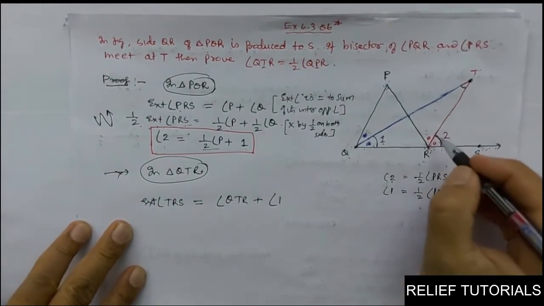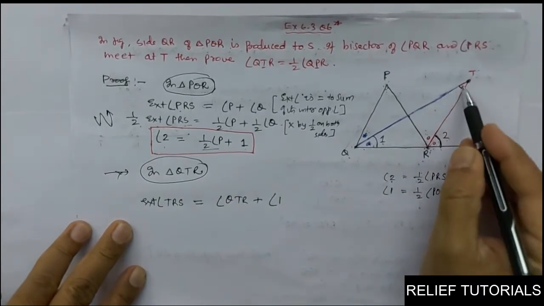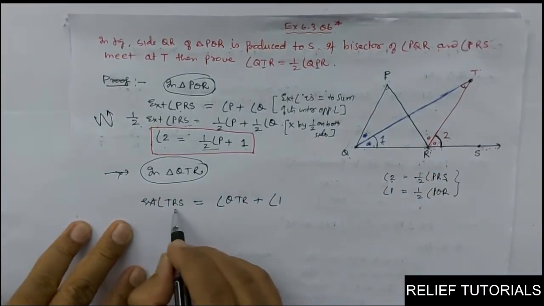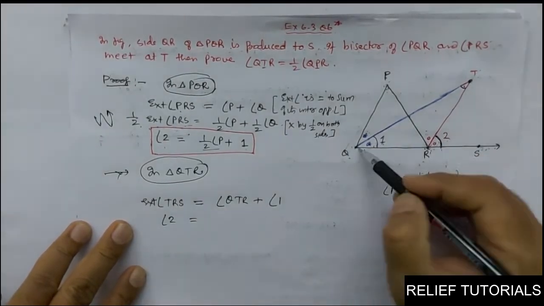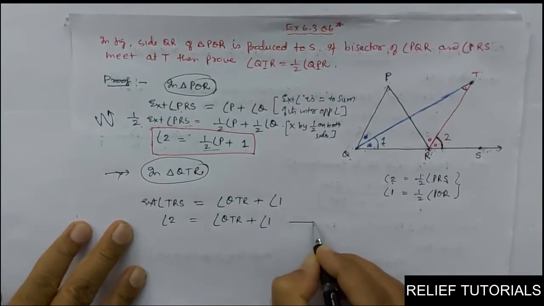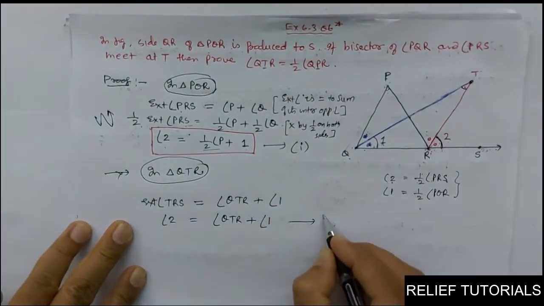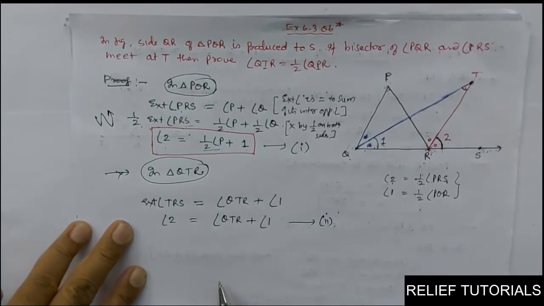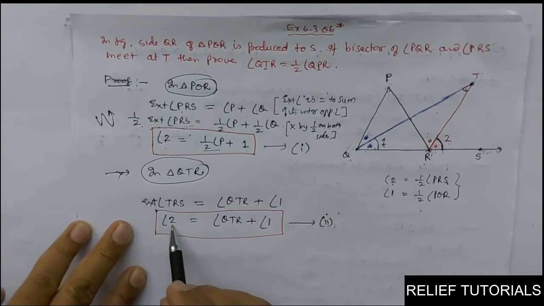Have you got it, friends? See, I have considered this triangle QTR. So this is the exterior angle. So angle 2 is equal to angle T plus angle 1. So exterior angle TRS, that is angle 2, is equal to angle QTR plus angle 1. That's all. This will be considered as 1 and this as 2. This is 2. That's all, nothing. You have just applied the theorem in both triangles. So here you got the value of angle 2, here also you got the value of angle 2.